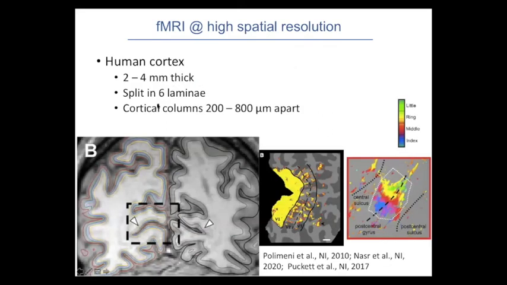And just some math. The human cortex is about 2 to 4 millimeters thick. And from histology, we know that we have different cells and the 6 layers. So you know where we need to go at some point in time. Currently we have maybe 2 to 3 voxels within the cortical sheet.